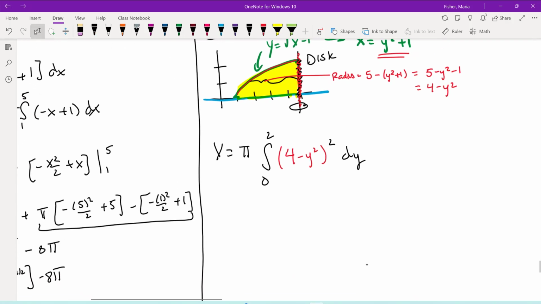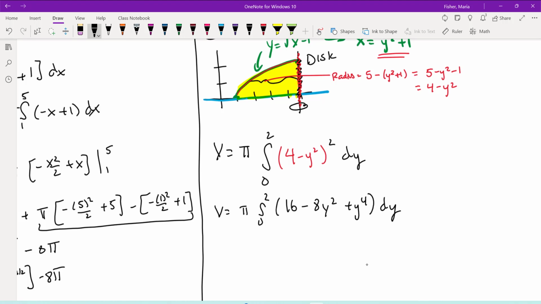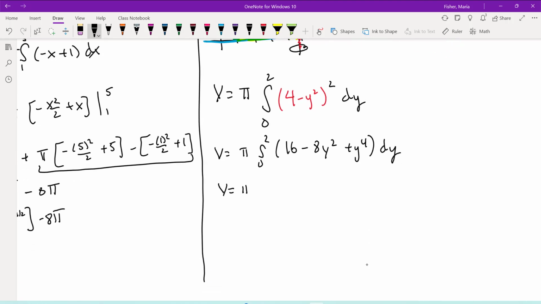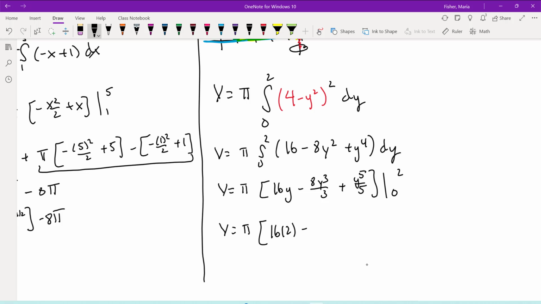Now we want to square this. If we square it, we end up with 16 minus 8y squared plus y to the 4th. Remember, write it twice and FOIL if you need to make sure that you don't make any mistakes. Integrating this, we have 16y minus 8y cubed over 3 plus y to the 5th over 5, and this gets evaluated from 0 to 2. Plugging in those limits of integration, we get 16 times 2 minus 8 times 2 cubed over 3 plus 2 to the 5th over 5.